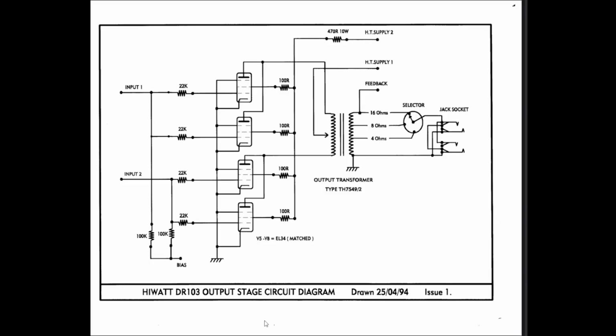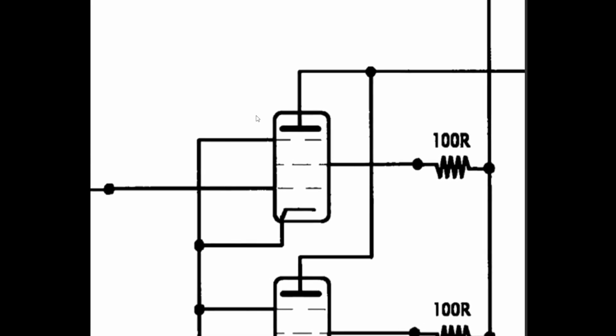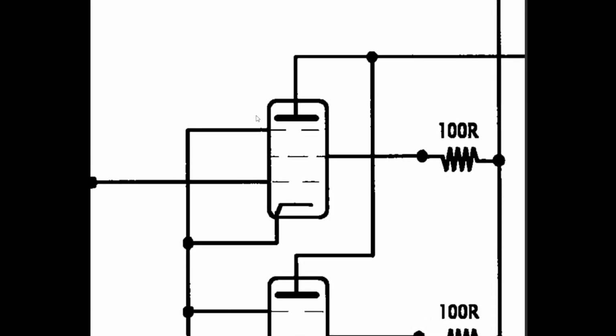Okay, so before we dive into the actual bias circuits, it may be worth looking at a schematic for the Hiwatt DR103 and taking a closer look at a power tube here. This is an EL34 based amp. And we can talk about why we need a bias circuit at all.